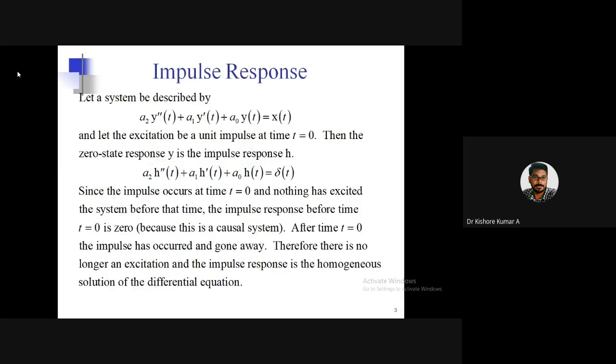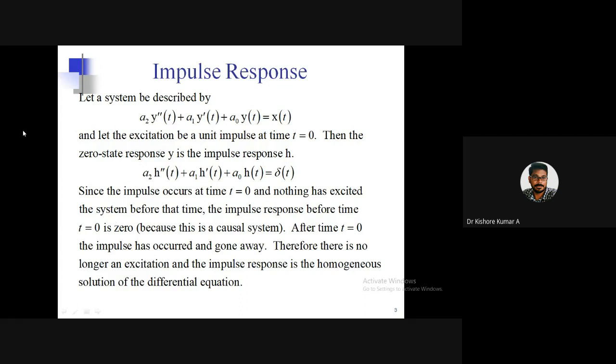For continuous time systems, we can have the impulse response. The system can be described by this equation: a2 y double dash of t plus a1 y dash of t plus a0 y of t is equal to x of t. Here, let the excitation be a unit impulse at time t is equal to 0. Then the corresponding zero state response is the impulse response. You just replace y by h in this equation.